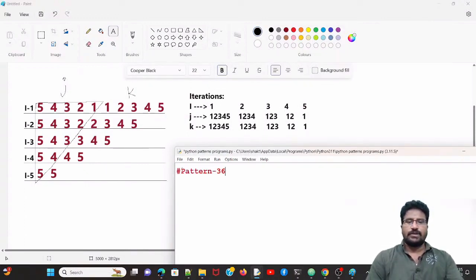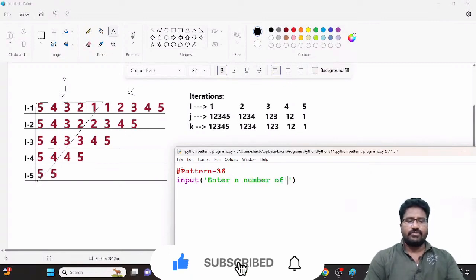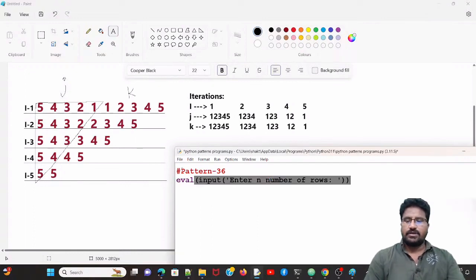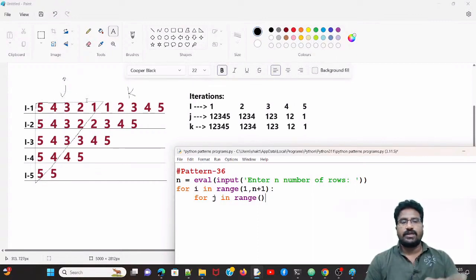Pattern 36, right? Okay. Same, first of all, take the input: enter n number of rows. Let's take the eval, and then we'll take the n. So for i loop, same, range of 1 comma n plus 1, right? Then for j in range of, I want to iterate 5 times, but what is displaying first? First 5, then 4, 3, 2, 1 displaying.